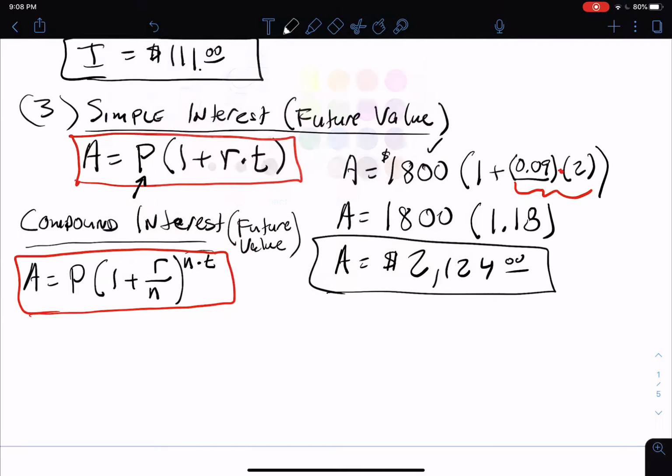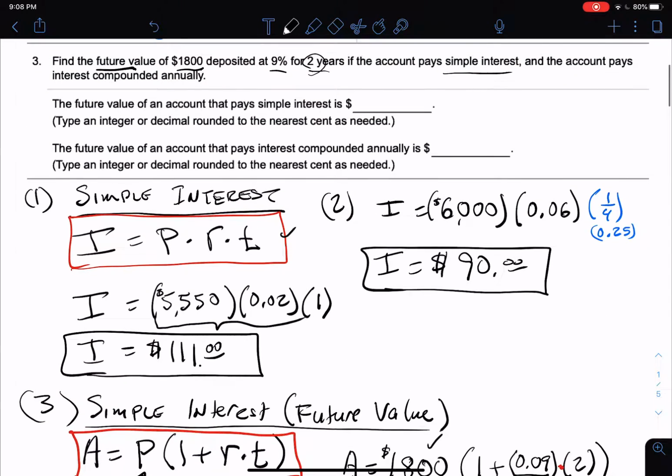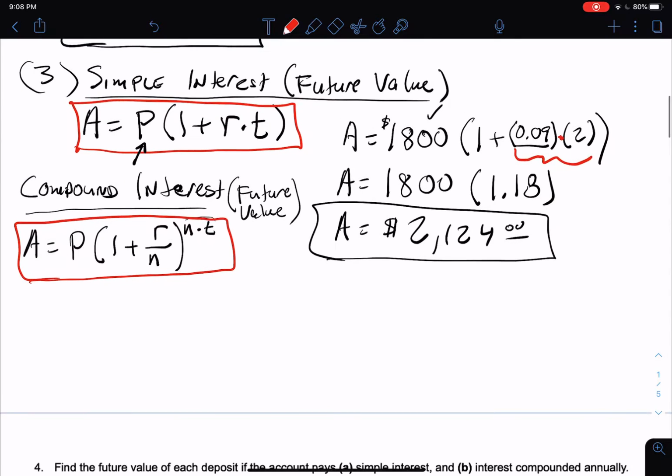And also I think that another thing we need to really focus in on this problem is, let's make this red. Where are we at? So the second is, we want to find the future value of an account that pays interest that's compounded annually. Well, compounded annually means once a year. So that means our n value is 1. So let's put that down here. This is n equals 1.